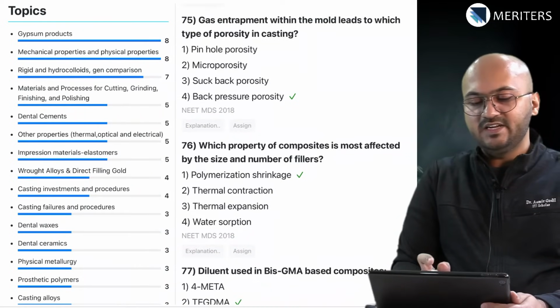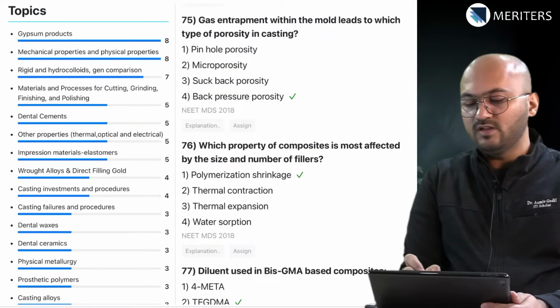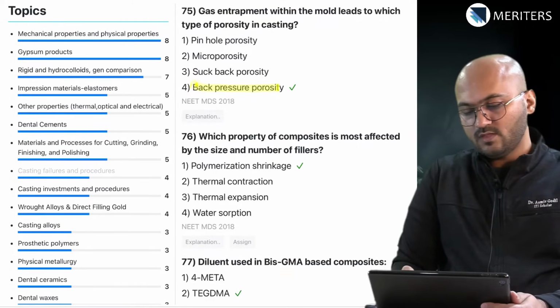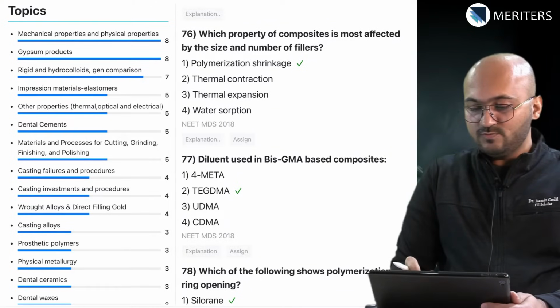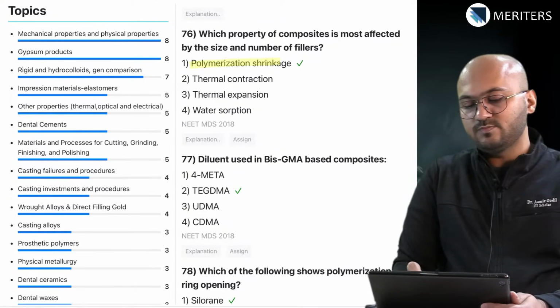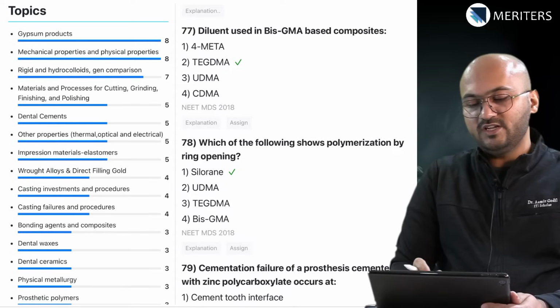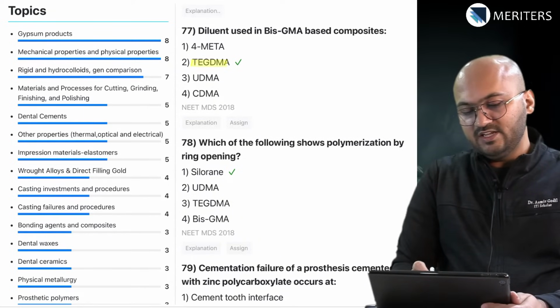Another question on casting defect. Gas entrapment within the mold leads to pack pressure porosity. Which property of composite is most affected by the size and number of fillers? Polymerization shrinkage. Diluent used in BIS GMA composite is TEG DMA.